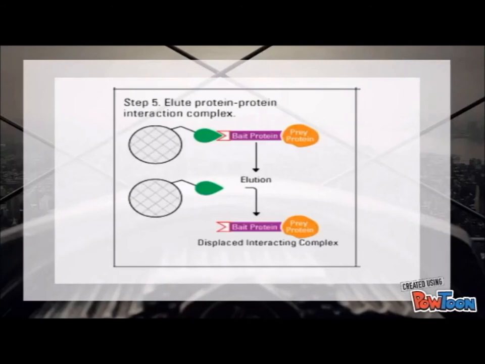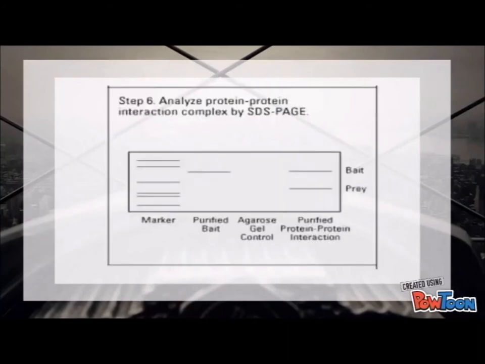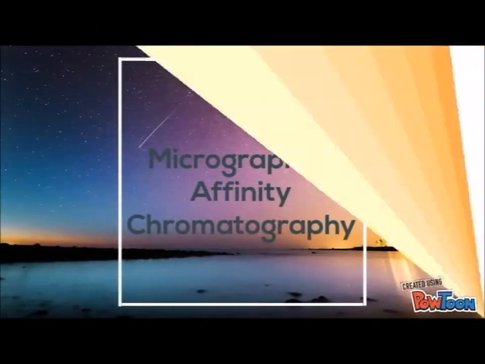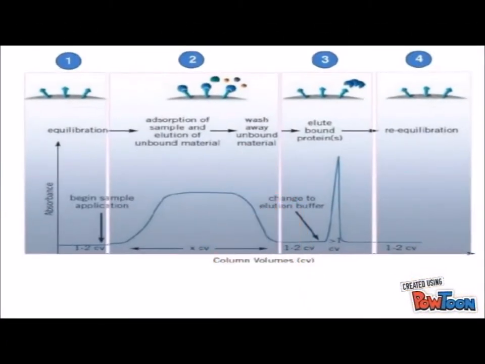And the last step is step 6. You will determine the purity of the GST protein by SDS-PAGE. So this is the specific method of the purification steps of the GST tag. And this is the micrograph of the affinity chromatography.